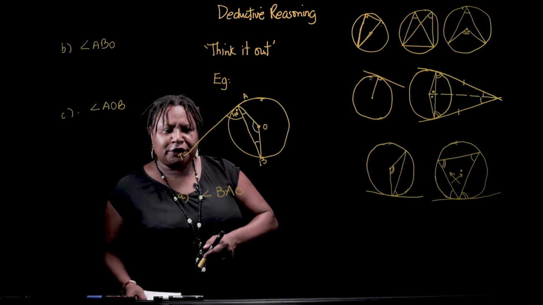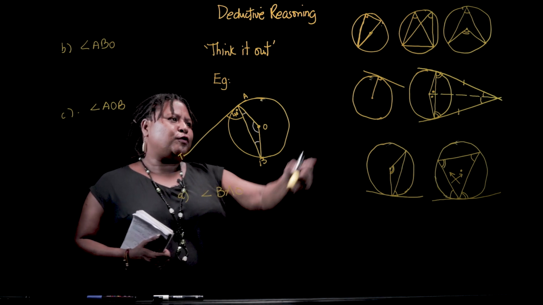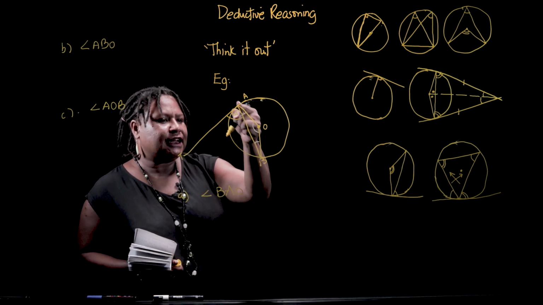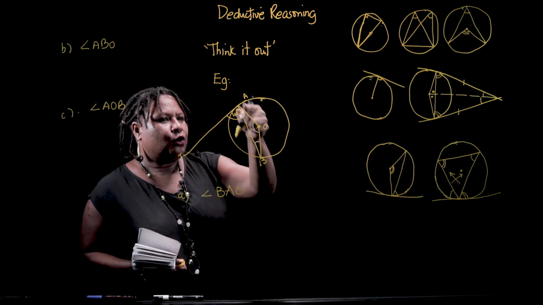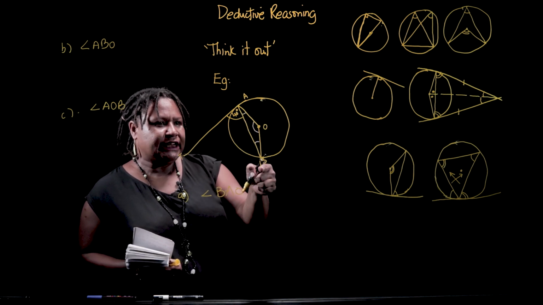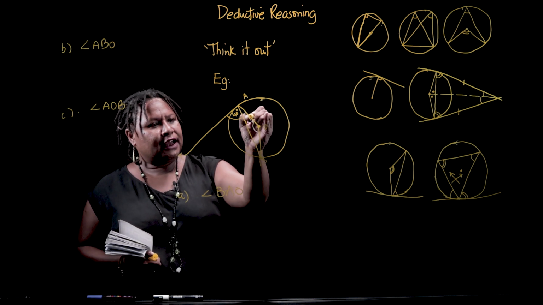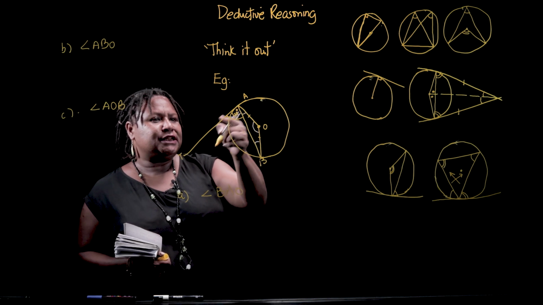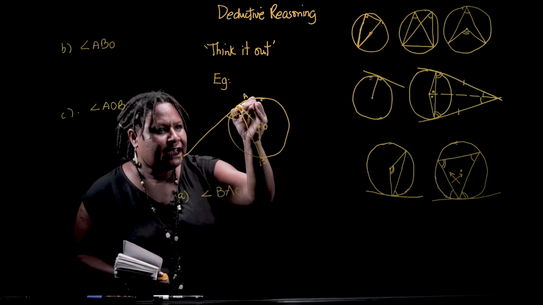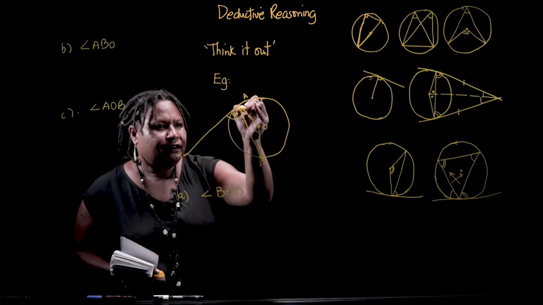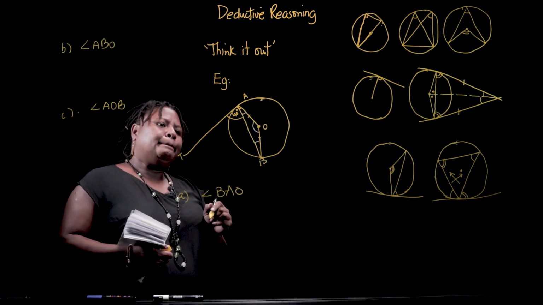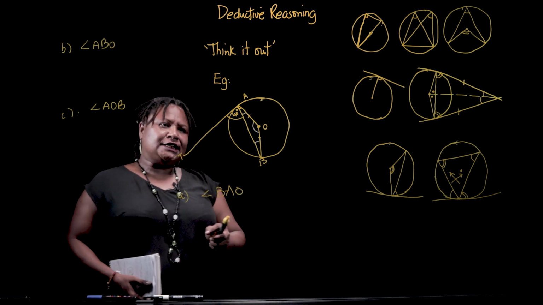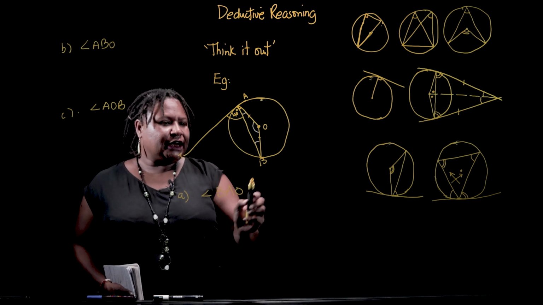Okay, now let's put in all the information we know from our properties. Let's start with the radius. OA and OB are both the radius, so they are equal. And when that radius meets the tangent at the circumference, it's going to form a right angle. Okay, now what else can we put in? That is all.